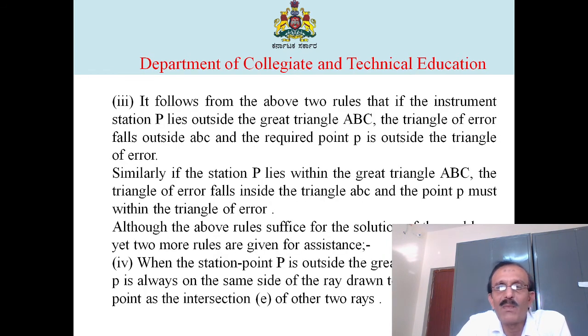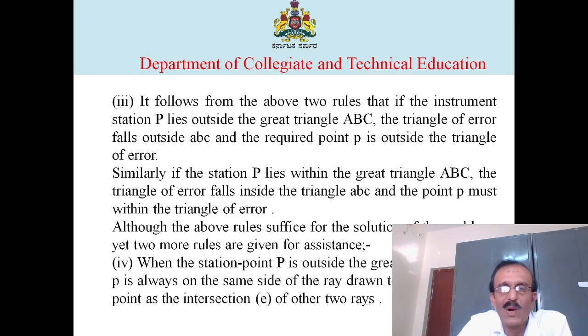It follows from the above two rules that if the instrument station P lies outside the great triangle ABC, the triangle of error falls outside ABC and the required point P is outside the triangle of error. Similarly, if the station P lies within the great triangle ABC, the triangle of error falls inside the triangle ABC and the point P must be within the triangle of error. Although the above rules suffice for the solution of the problem, two more rules are given for assistance.